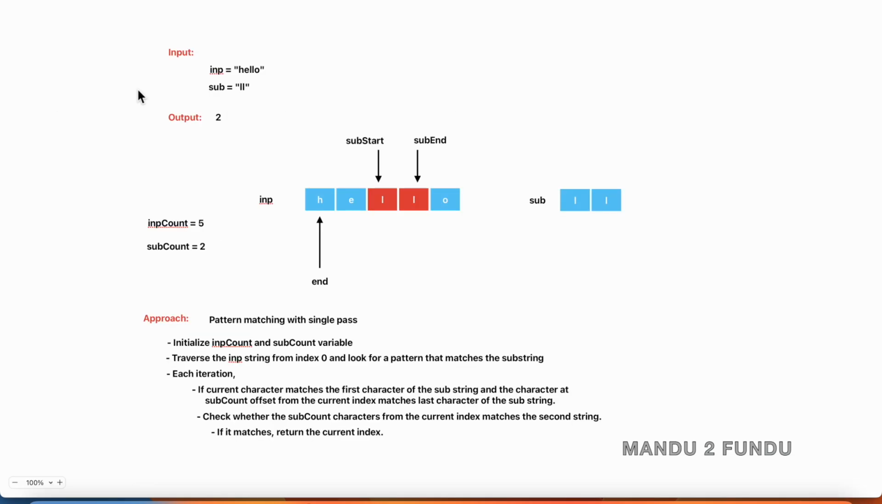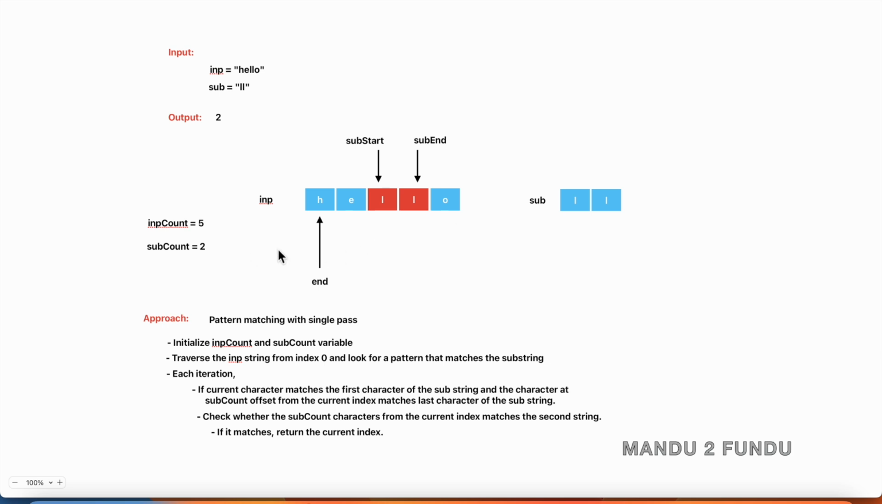Let's look at the approach to solve this problem. For this input, the first string is hello, and the second string has the value ll. So the output is 2 because the ll starts from index 2. We can solve this problem by using pattern matching with a single pass approach. In this, we scan the input string once. As we scan, we look for a pattern.